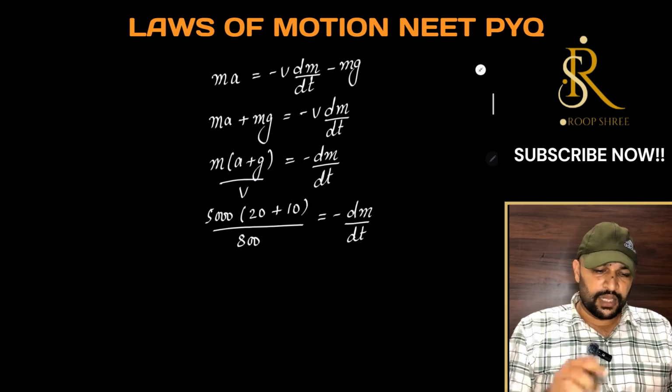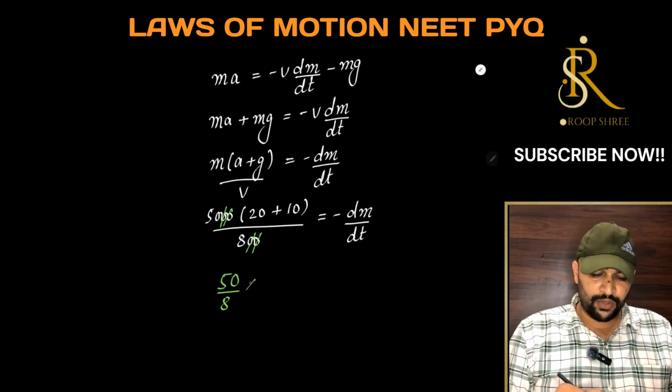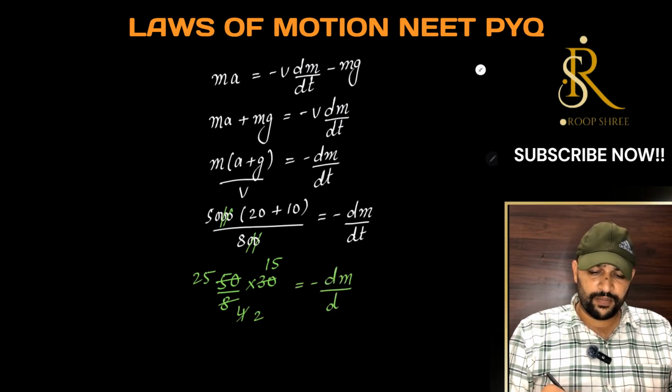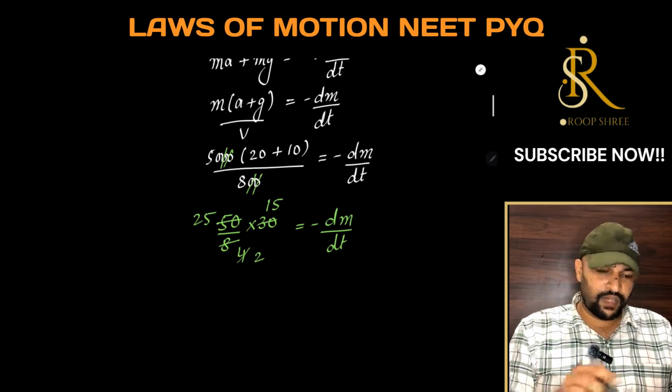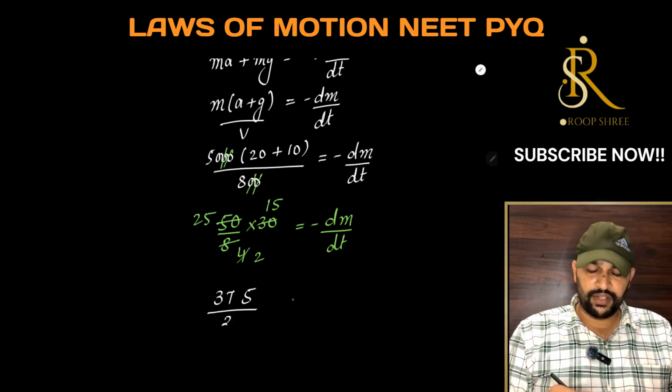Great. So let's simplify it further. So I am just removing this 800, 0, 0 with 0, 0, we are left with 50 upon 8, and 20 plus 10 is 30. Clear? Let's simplify it further. 2 4s are 8, 2 15s are 30, 2 2s are 4, and 2 25s are 50, equal to minus dm by dt. I hope this is clear. Now 15 into 25, let's simplify it further. 15 5s are 75 and 15 2s are 30, 30 plus 7, 37 by 375 by 2.